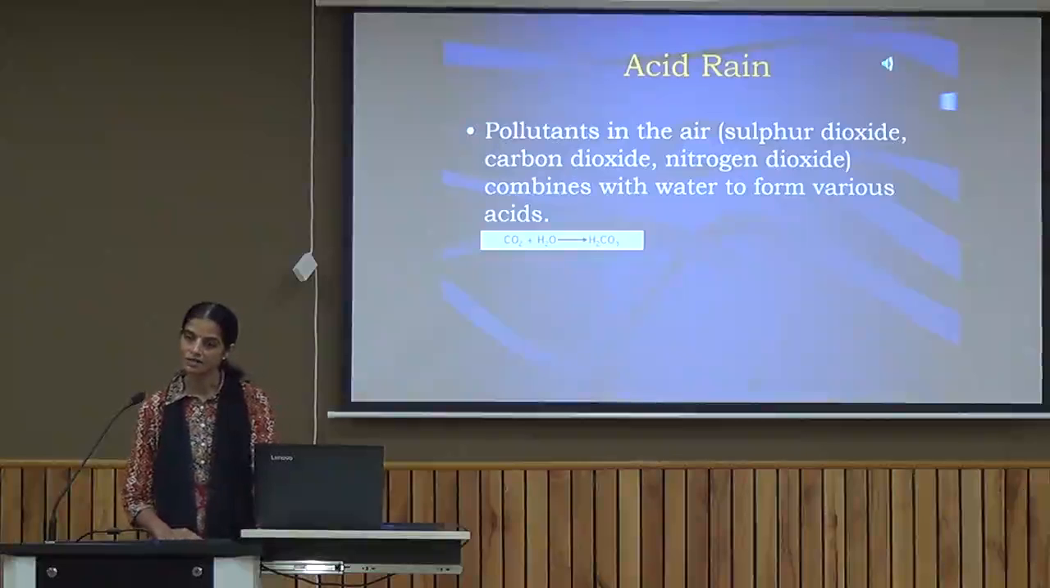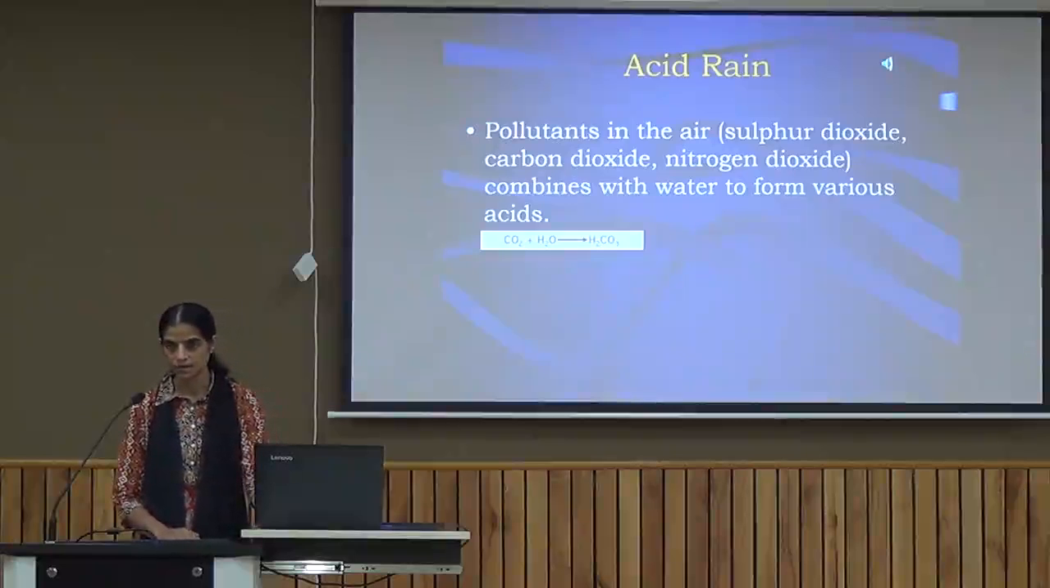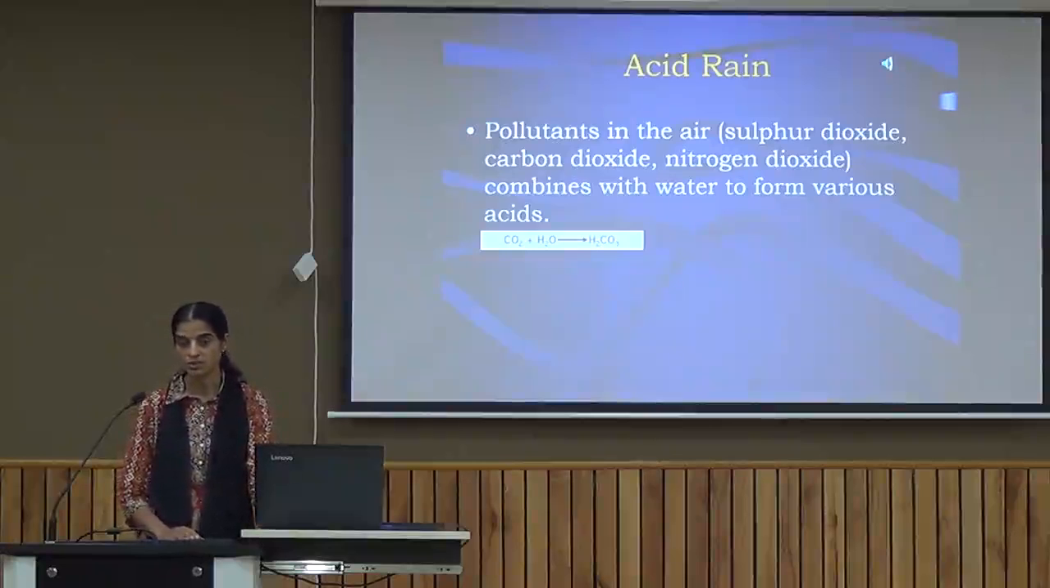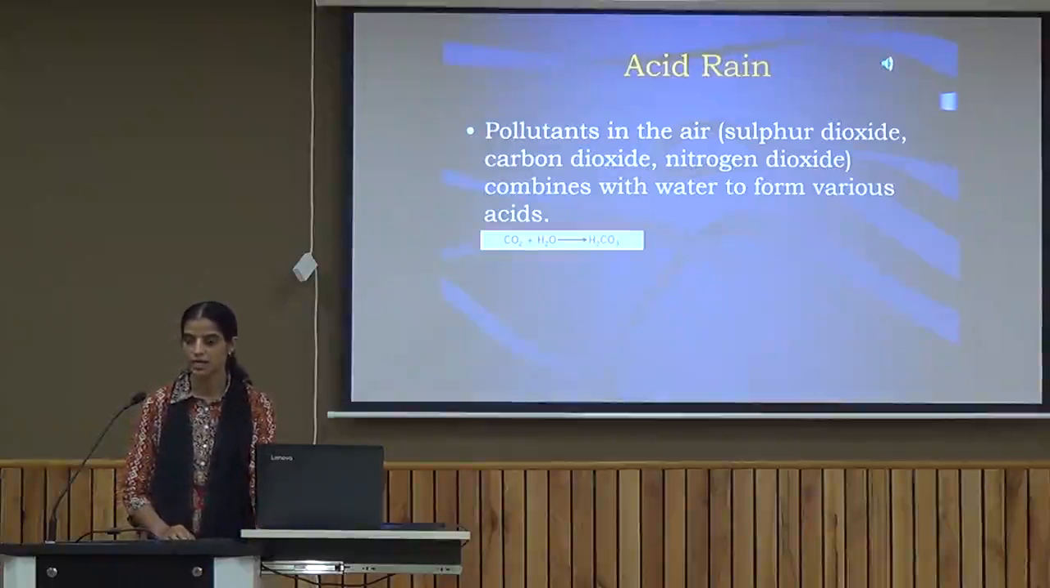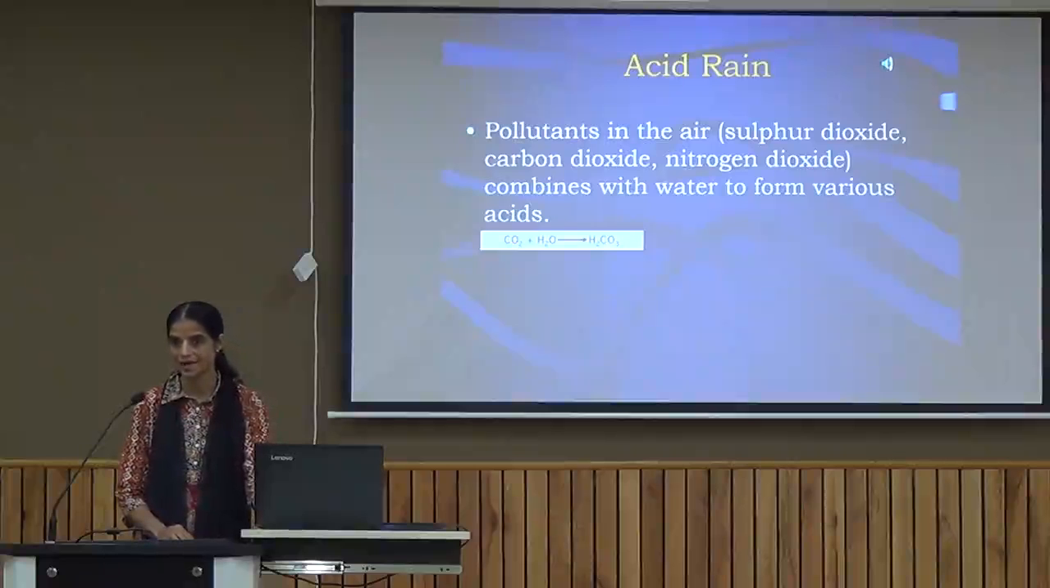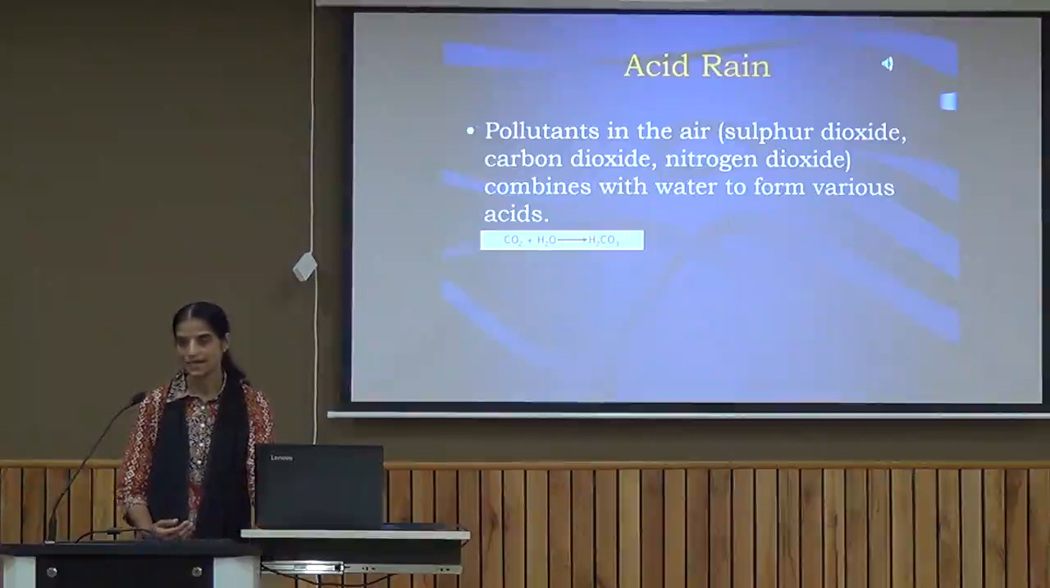Then you might have heard about acid rain. Acid rain is rain water which contains acids. There are various pollutants present in air, like sulfur dioxide, carbon dioxide, nitrogen dioxide, etc. They are all acidic gases present in air. When they dissolve in water, they result in formation of acids. And when rain falls, along with it comes the acid which is present in the atmosphere, and we call this rain as acid rain.